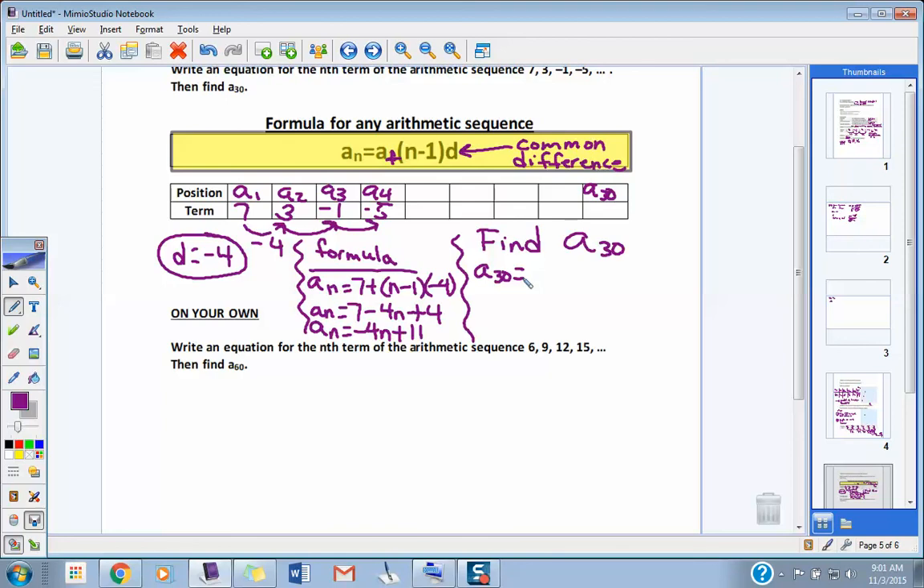30. Negative 4 times 30 plus 11. So it'll be negative 120 plus 11. And we punch that up, you should get negative 109. So the 30th number in that sequence is what value? Negative 109. Okay? Guys, very crucial. Make sure you get the plus sign there.